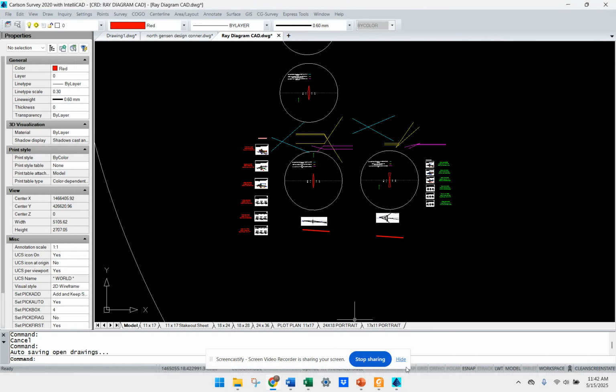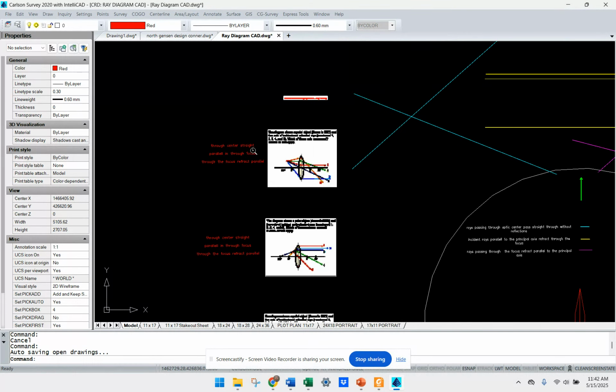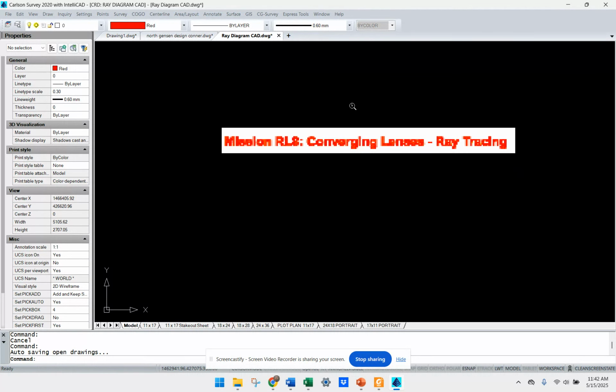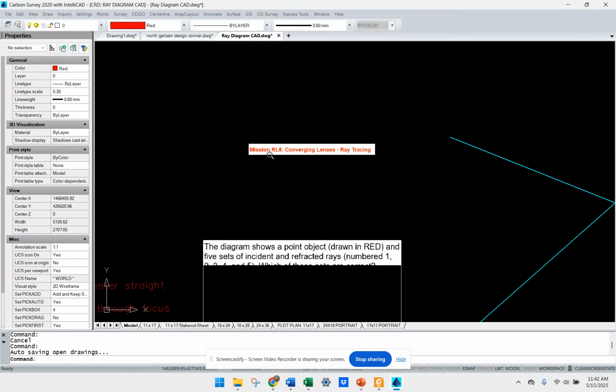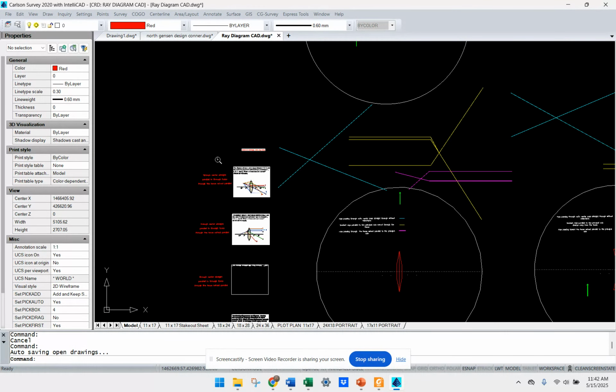All right, so the purpose of this video is to review Physics Classroom, specifically Minds On Physics RL8, Converging Lenses and Ray Tracing. And I'm doing this from the standpoint of a CAD program, which I think helps show some of this.